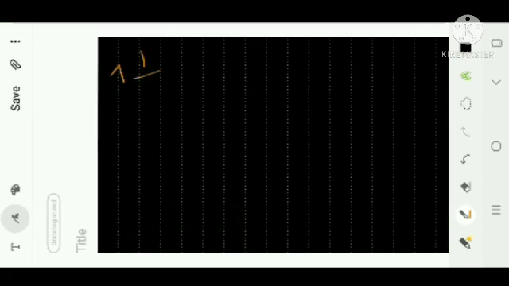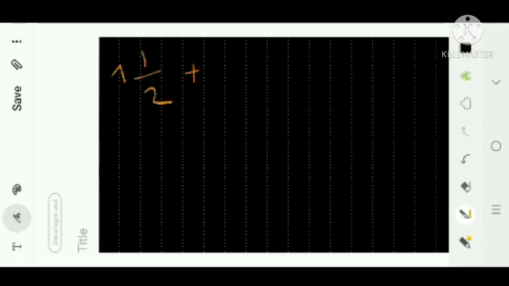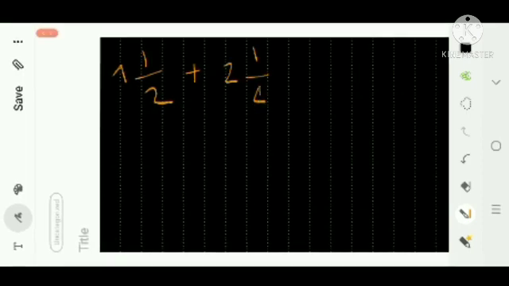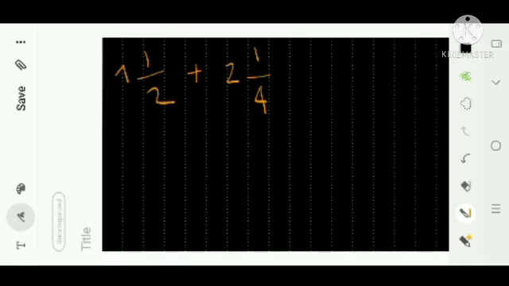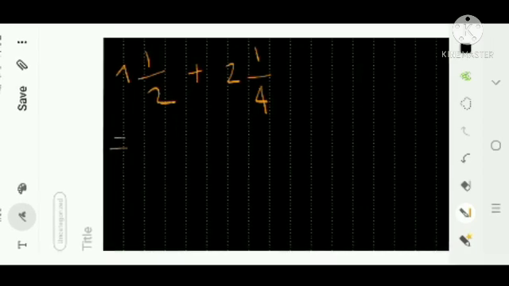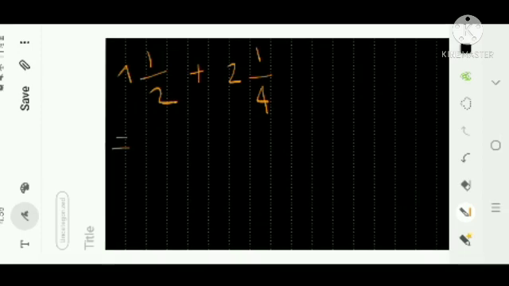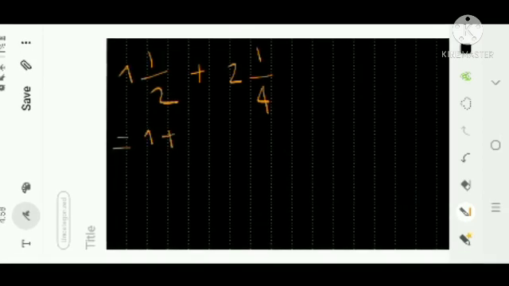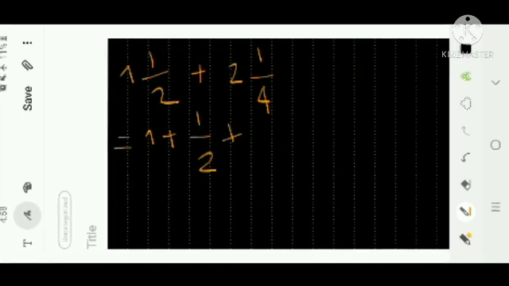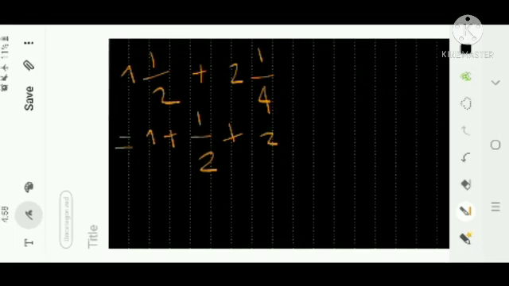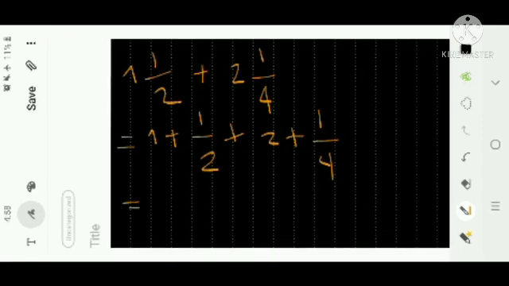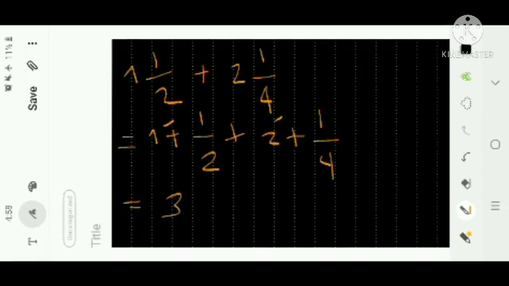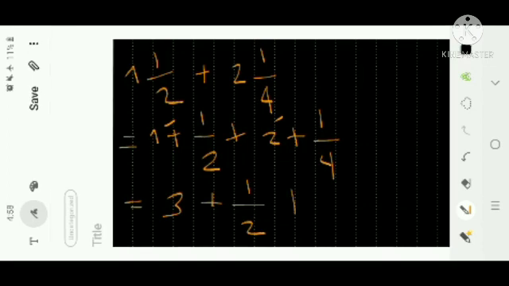Next, 1 and 1/2 plus 2 and 1/4. So as you can see here, we have to add mixed numbers with different denominators. So yung first step natin, i-arrange muna natin yung whole number sa mga fractions, no? So 1 and 1/2 can be written as 1 plus 1/2, plus 2 and 1/4 can also be written as 2 plus 1/4. Then we will combine whole numbers, no? So 1 plus 2 is 3, plus 1/2 plus 1/4. Ayan.